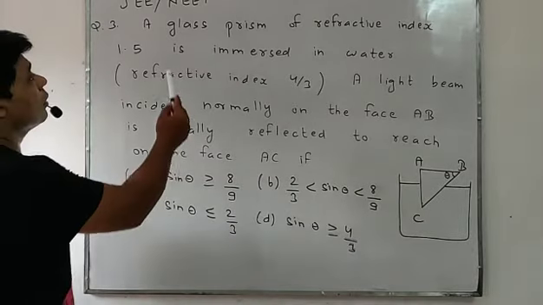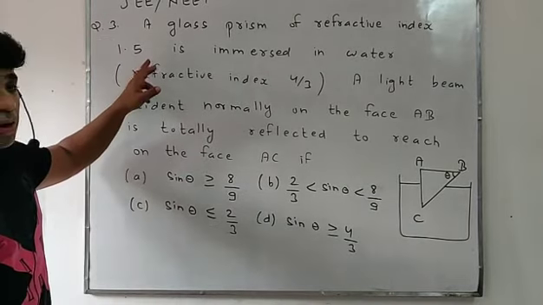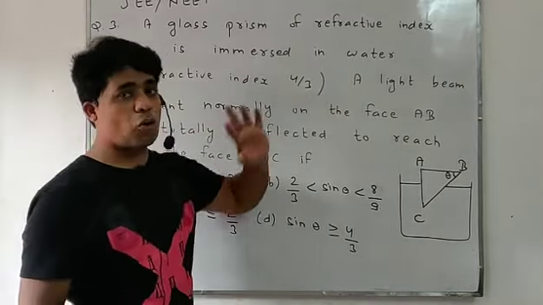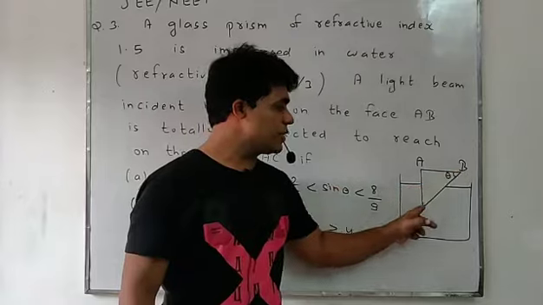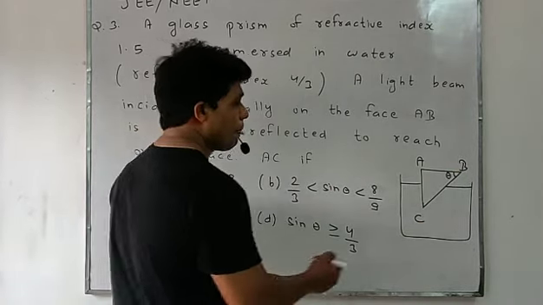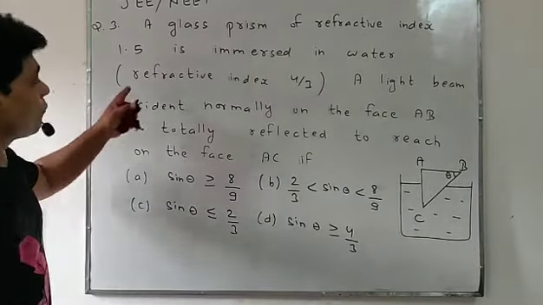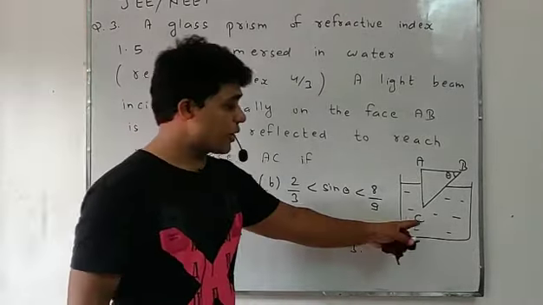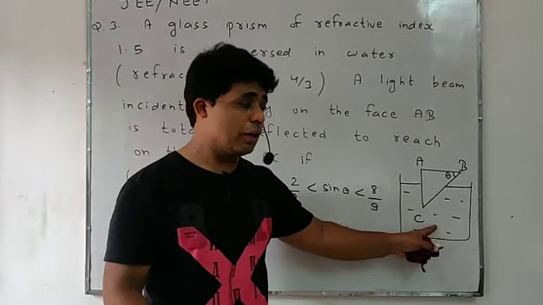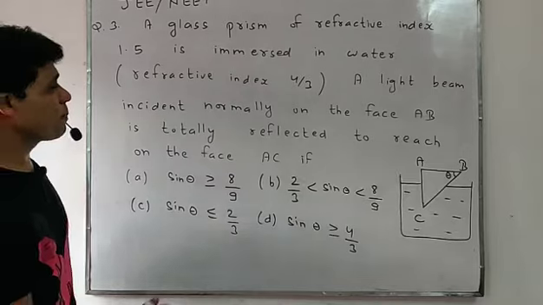Method C. A glass prism of refractive index 1.5 is immersed in water. Look at students, ABC, that is a glass prism immersed in water. This we are given as water of refractive index 4 by 3. So the refractive index of water is 4 by 3 and the refractive index of this prism is 1.5. Okay students, what is being asked?